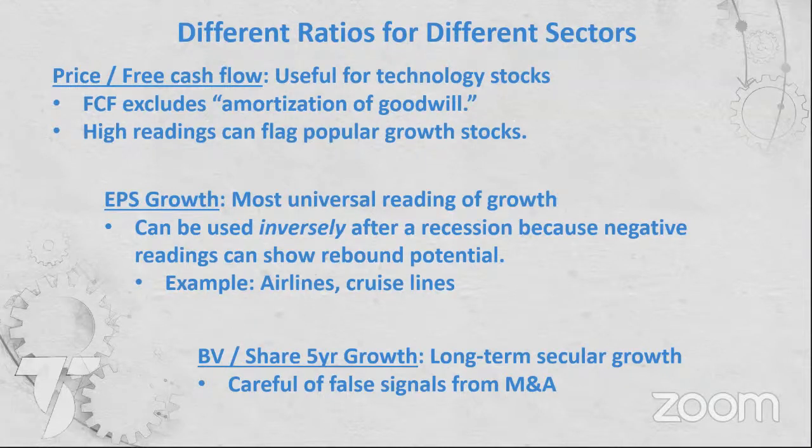Earnings growth is the most universal reading. It can be used inversely after a recession. One thing I like about something like earnings growth is that very often it's actually a good contrary indicator. So when we came out of COVID, if you look for companies that had the worst earnings growth, like the airlines and cruise ships, those are the ones that bounced the most. And very often, going into a recession, the companies with the highest earnings growth rates will be the ones that fall the most as the recession starts, as the downturn happens, because those will be the ones that have the most optimism priced in. Book value per share 5-year growth is going to show companies with your long-term secular growth.